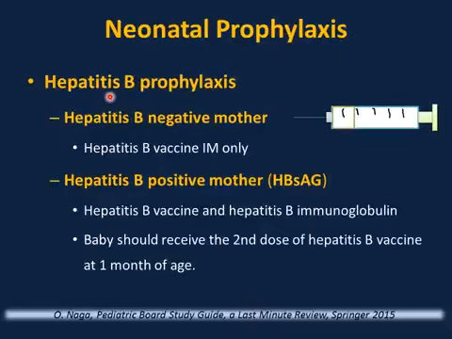All newborns now routinely receive hepatitis B prophylaxis. If the mother is hepatitis B negative, give hepatitis B vaccine only, intramuscular, after birth. If the mother is hepatitis B positive, you will give hepatitis B vaccine plus hepatitis B immunoglobulin, and the baby should receive the second dose of hepatitis B vaccine at 1 month of age.